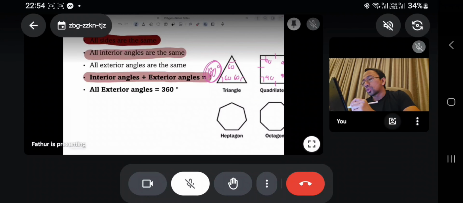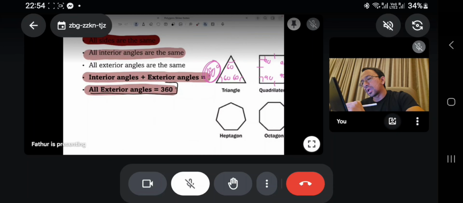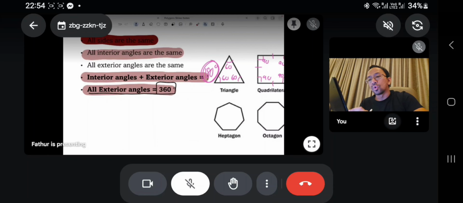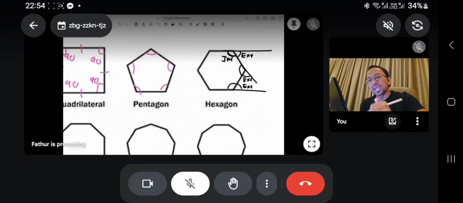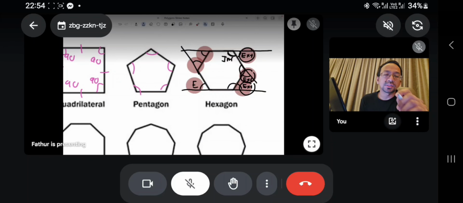Now, let's talk about another important property of a polygon. This applies to regular and also non-regular polygons, meaning all types. It means that all exterior angles add up to 360. So what are the exterior angles again? Exterior here, here, here, here, here, and here. So 1, 2, 3, 4, 5, 6. For the 6 sides of the hexagon, the exterior angles total 360.